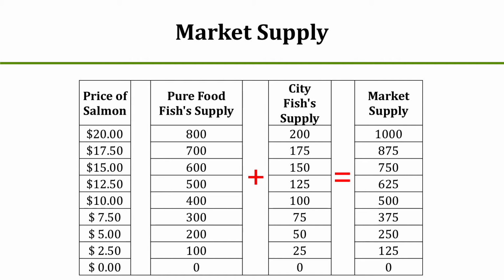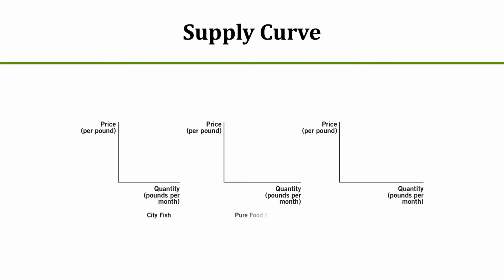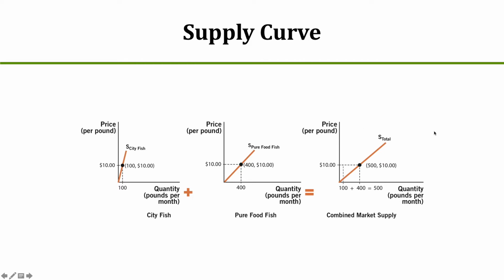Also, I can do the same calculation on the graphic. On the left hand side, we have the second firm. In the middle, we have the first firm that we were talking about. And if we horizontally sum the graphics, we will get the market supply. And as you can see from here, the slope of the market supply is a little bit flatter than the previous two firms' supplies.